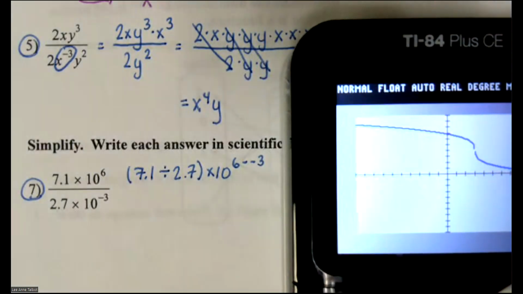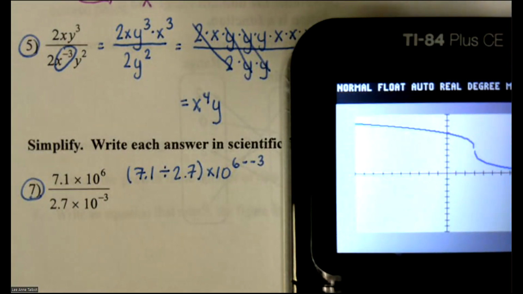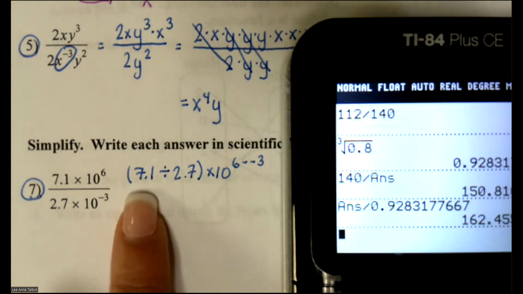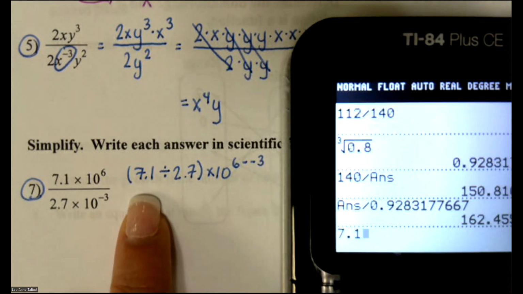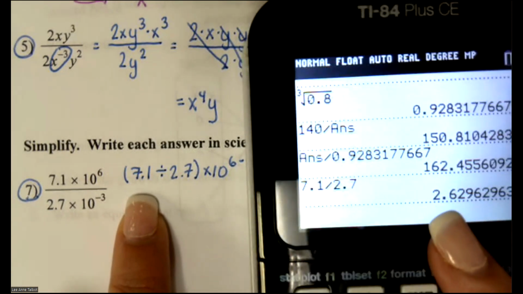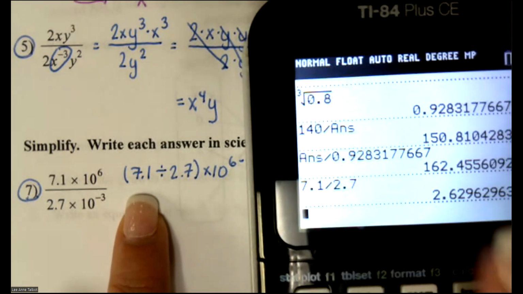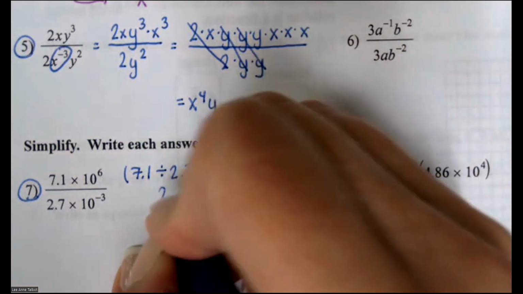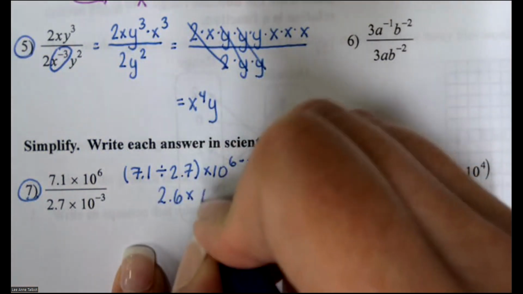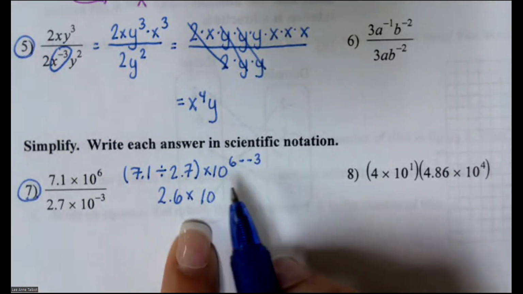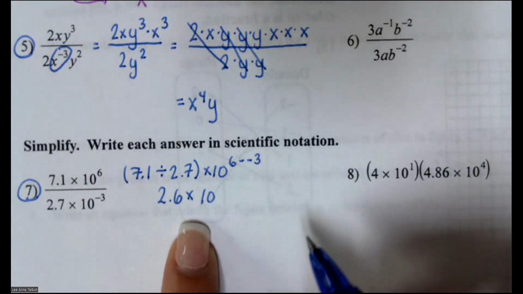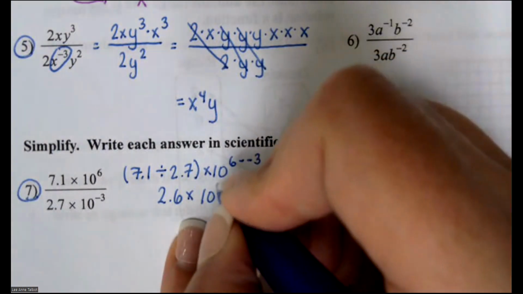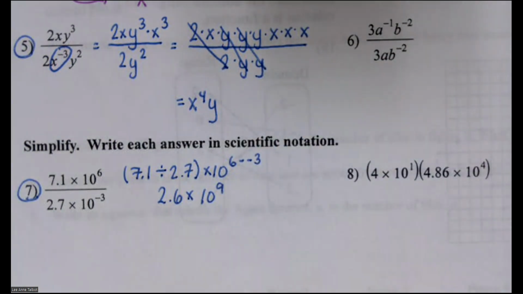Okay. So now I'm going to do 7.1 divided by 2.7. And I'm just going to round that to 2.6. Okay, big question of the day. What's 6 minus negative 3? 9. Beautiful. Remember, 2 little minuses next to each other make plus.